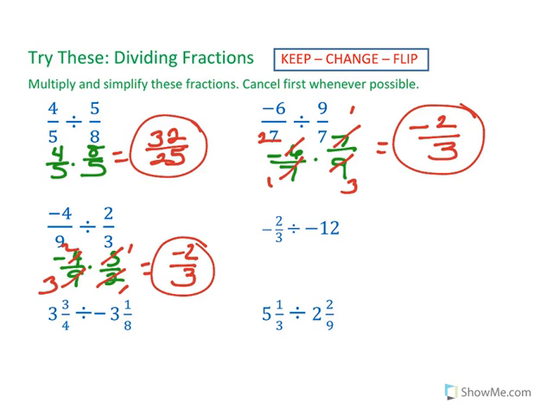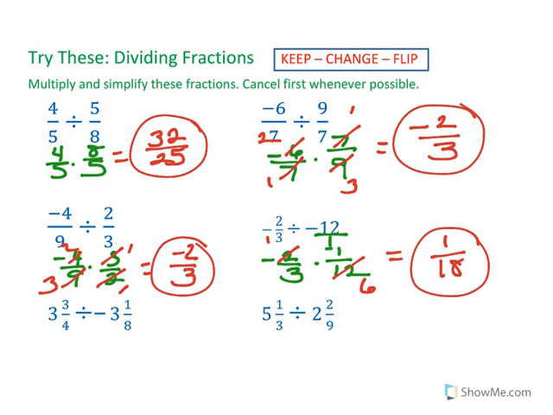Again, this is the same thing as over 1. So I'm going to keep the 2/3, I'm going to flip, I'm going to keep, and then I'm going to flip the negative 12/1 to be negative 1/12. And when I cancel, I have to be careful about my negative signs because I do have two of them. So it's going to be a positive 1/18.